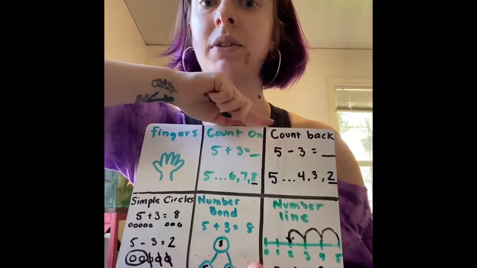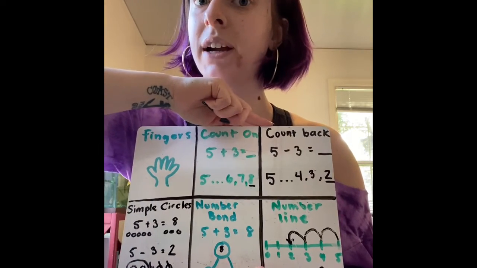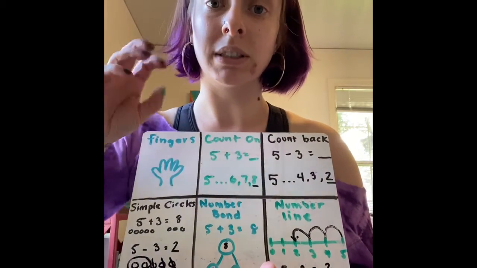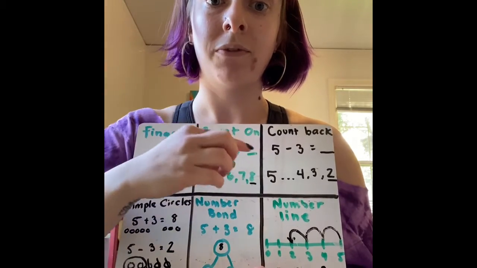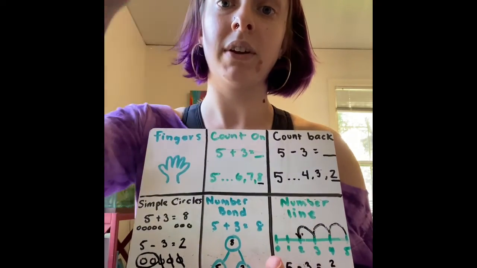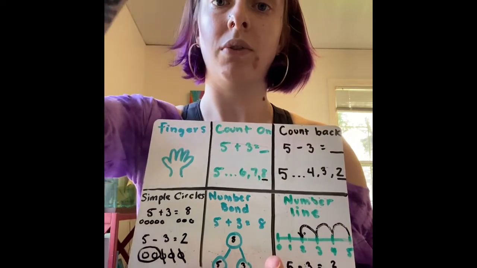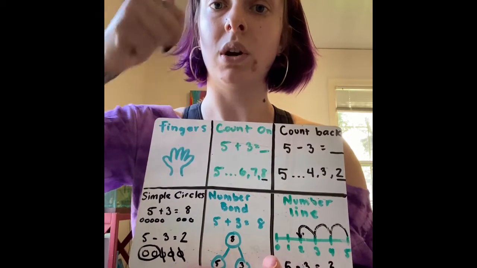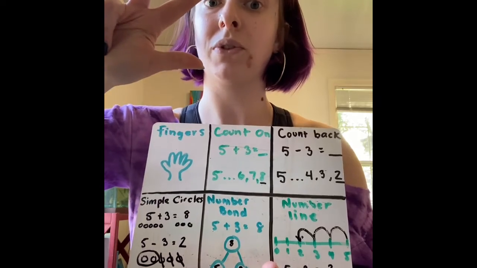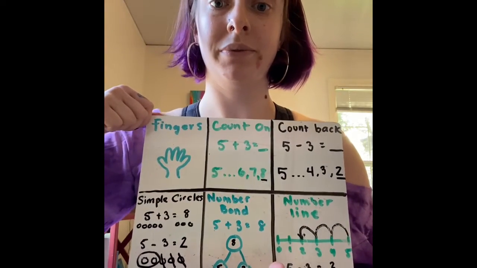And then very similar, count back. This is for subtraction because we're going backwards. We're taking away 5 minus 3. So we're going to catch our 5 again. 5. Then we got to go back 3 numbers. So 5, 4, 3, 2. So 5 minus 3 equals 2.